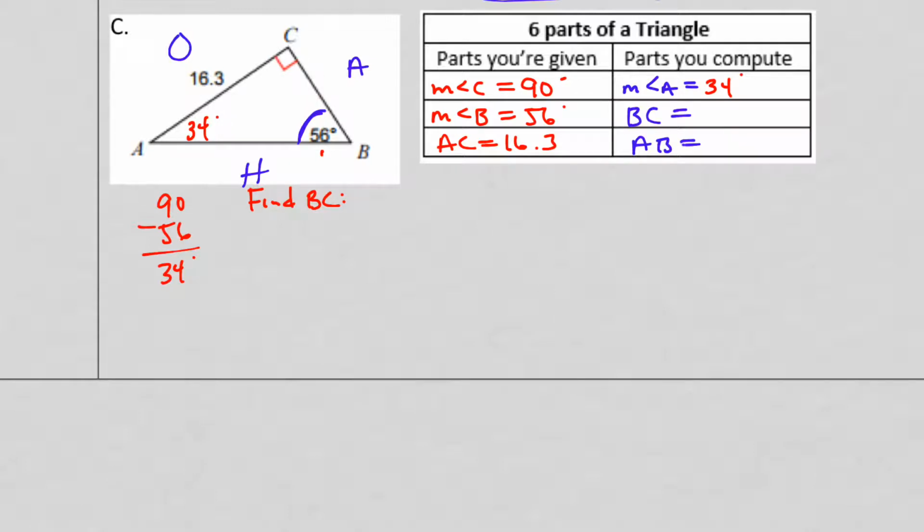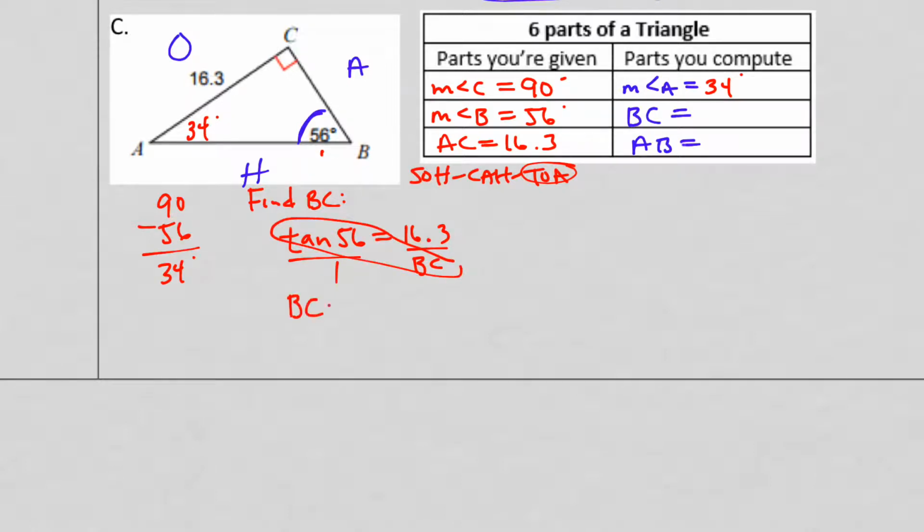In SOHCAHTOA, if I'm going to use opposite and adjacent, that's going to be tangent. So I'm going to write tangent of 56 degrees equals opposite over adjacent, which is my unknown side. In this case, this is a proportion, so I'm going to use cross product. I get side BC times tangent of 56 equals 1 times 16.3, which is just 16.3.